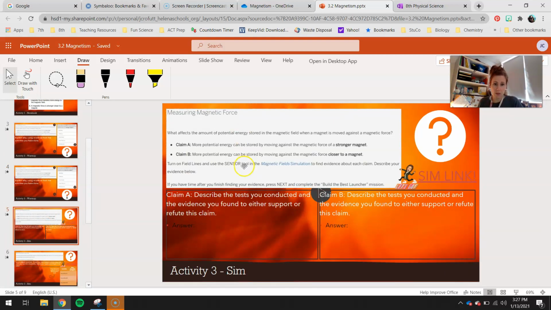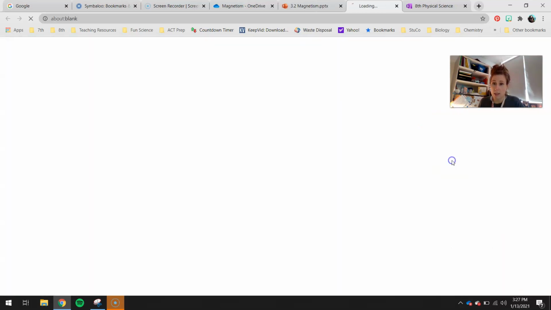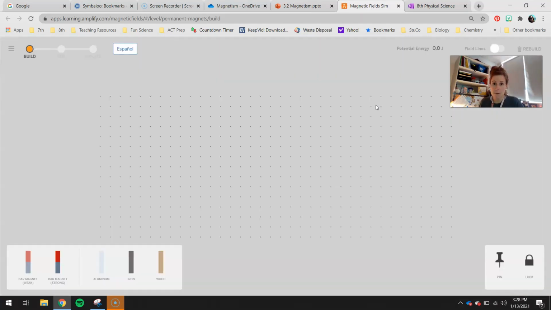Activity 3 is a simulation for you guys. So again, we're looking at those same two claims, stronger magnet and closer to a magnet. You will need the field lines on and use the sensor tool as well. Your link to the sim is right here, so right click it, open link. And again, it might reroute you through Clever. That's totally fine. It just depends on how long it's been since you've signed in.